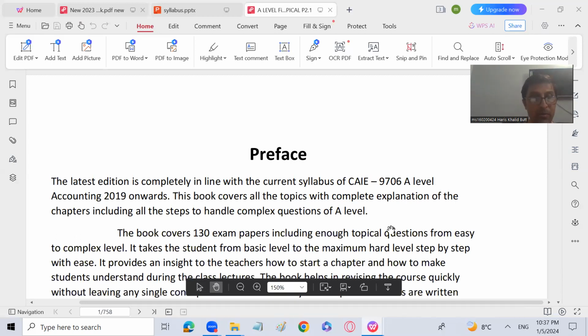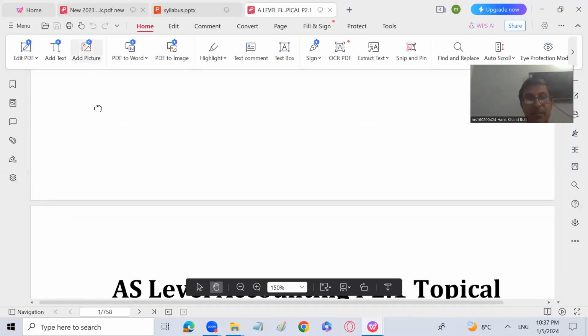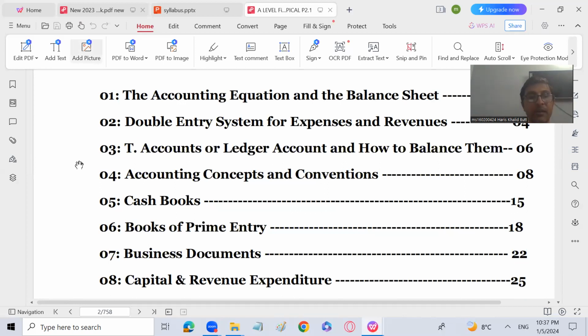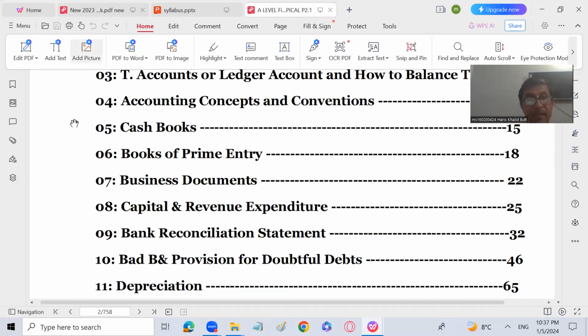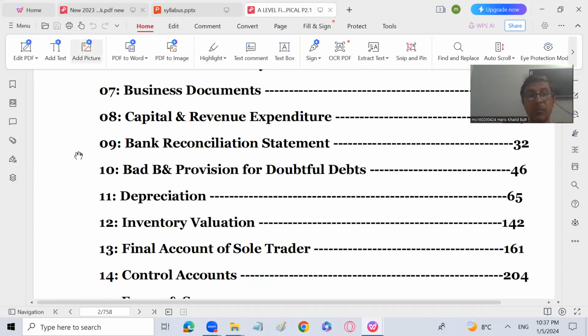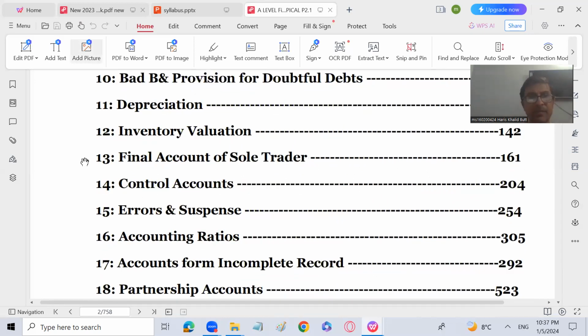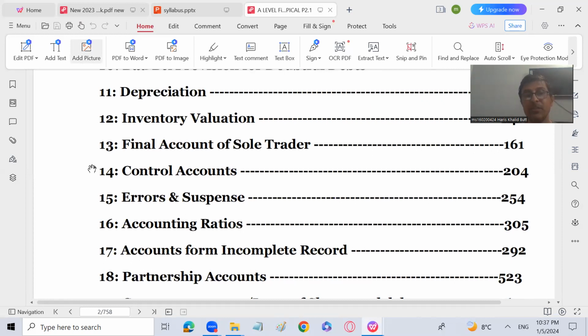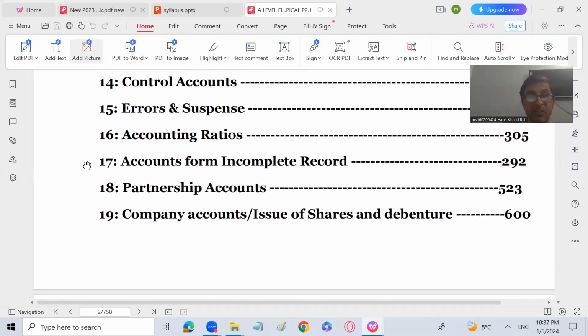So let's see. These are the chapters: accounting equation, double entry accounts, cash books, books of prime entry, business documents, capital revenue, BRS. These are the basic chapters, and then come the main chapters, which include depreciation, sole trader, control accounts, errors, ratios. So 19 chapters, these are from financial accounting. So in paper 2, you will have the first 3 chapters, which come from financial accounting. There are 600 pages only. This is only the first book of AS level. The second book belongs to cost and management accounting, and we have to cover that also, only for AS, right?